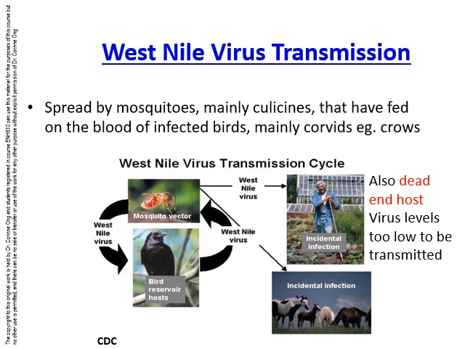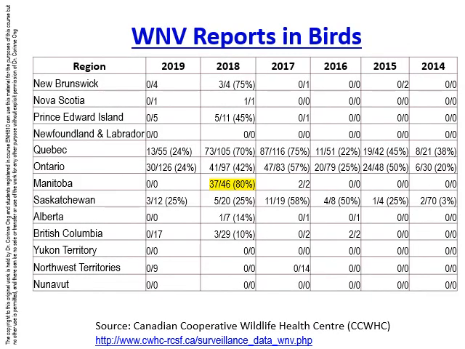Mammals, including humans and horses, are dead-end hosts because viral levels are too low to be transmitted to another host. There is ongoing surveillance of West Nile virus infections in birds, and every year specimens are collected and submitted for testing. You can see from this table that Ontario and Quebec are the two provinces that send in the most specimens for testing and also generally have the highest rates of infected birds.